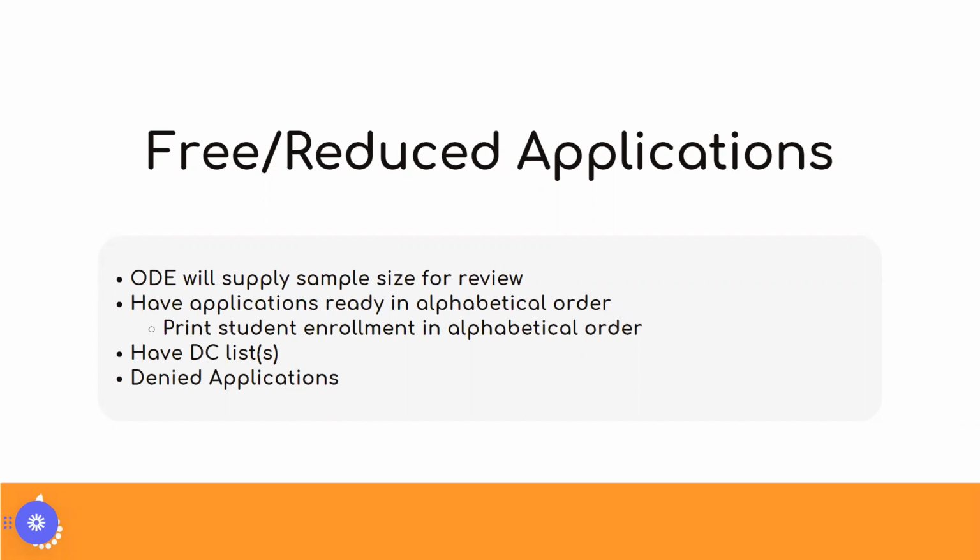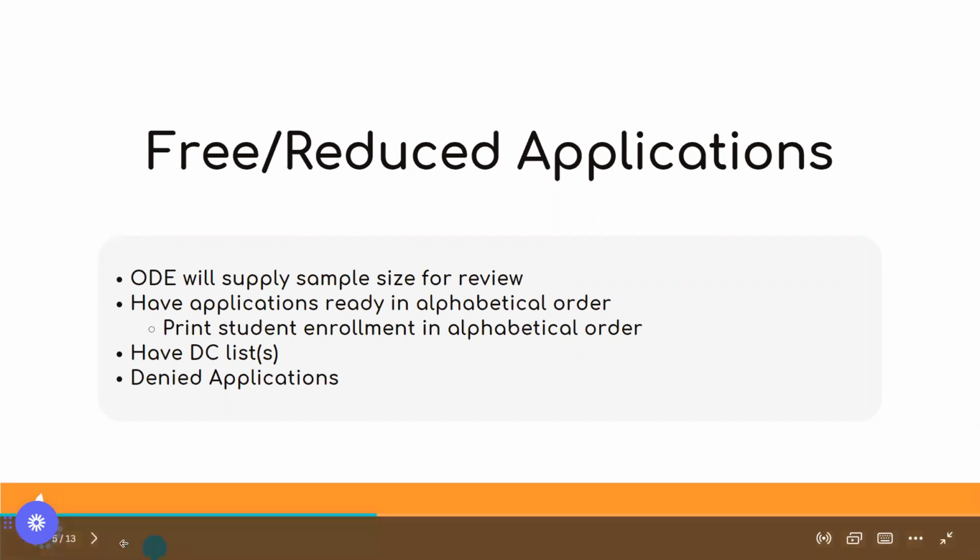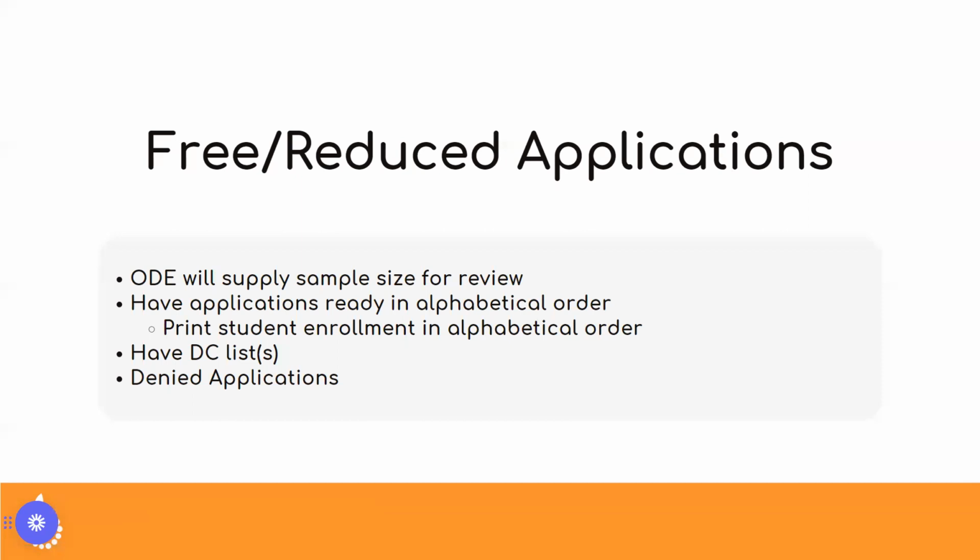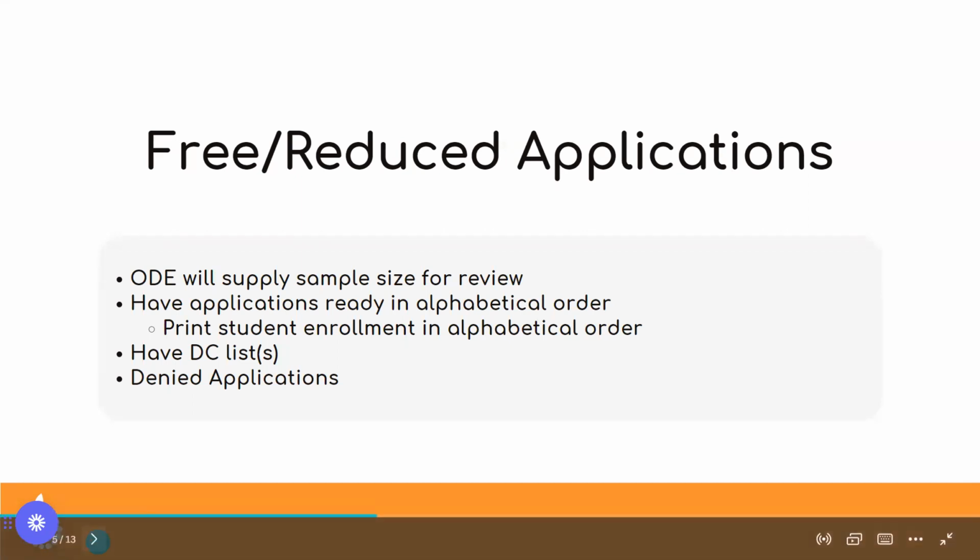Make sure that you also have your denied applications. They will look at a subset of those as well, just to make sure that you did process those correctly. And do make sure that the denied applications are separate from the free and reduced and are clearly marked so that there's no confusion.